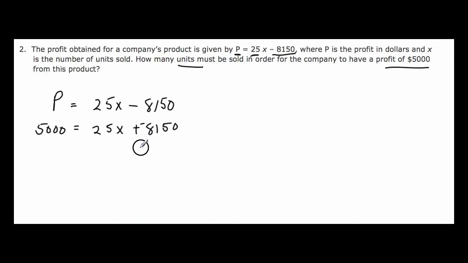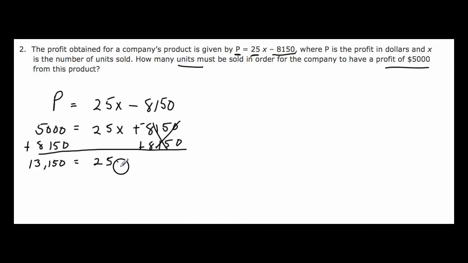Okay, that's a two-step equation. So I'm going to add 81.50 on both sides, because I have to basically include the cost of everything in when I sell stuff. So I'm going to have to sell $13,150 worth of product. Each product is 25 bucks. So how many of those do I need to sell? Well, divide by 25, divide by 25.